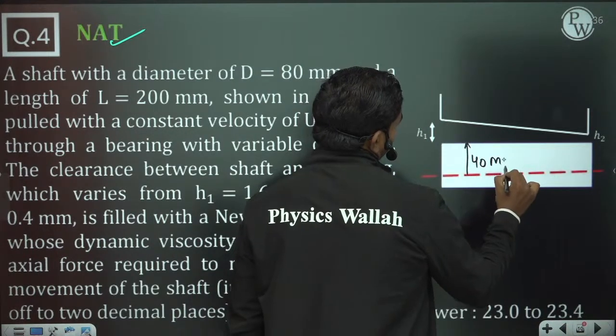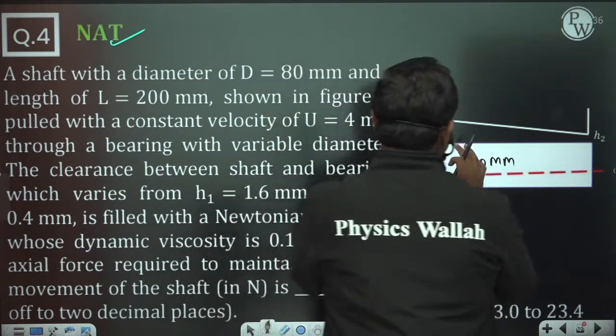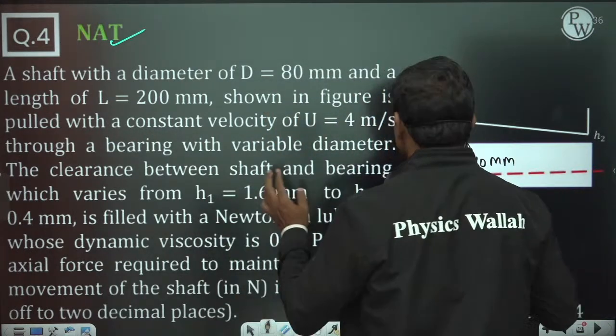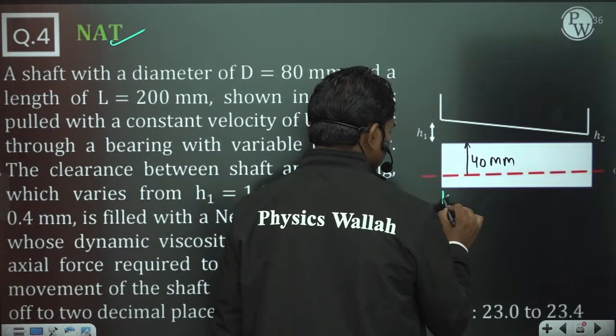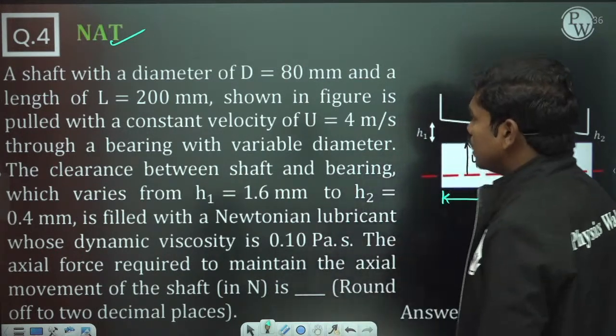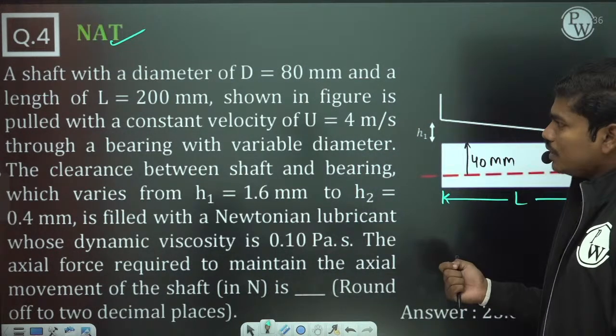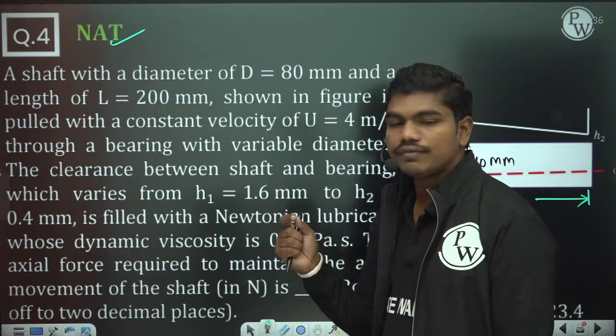We have drawn only one side of the values. So this is 40 mm, and 80 mm is the total diameter of the shaft, with a length of 200 mm. So there is also some length for this shaft. The shaft, as shown in the figure, is pulled with a constant velocity of u equal to 4 meters per second through a bearing with variable diameter.